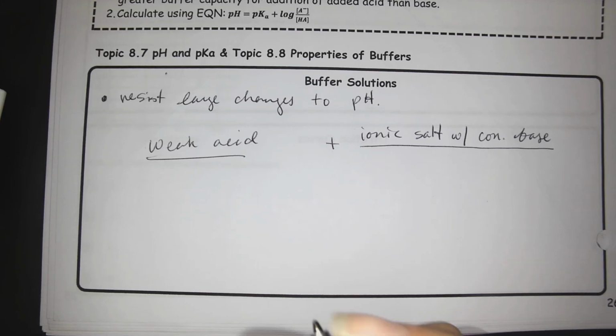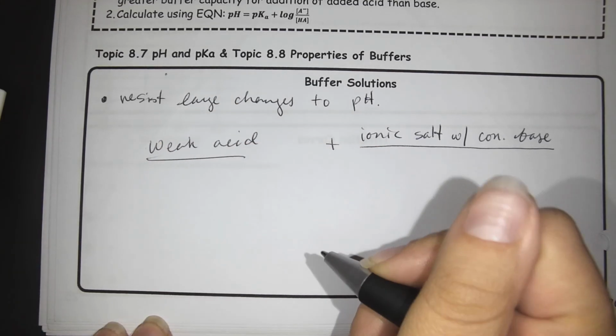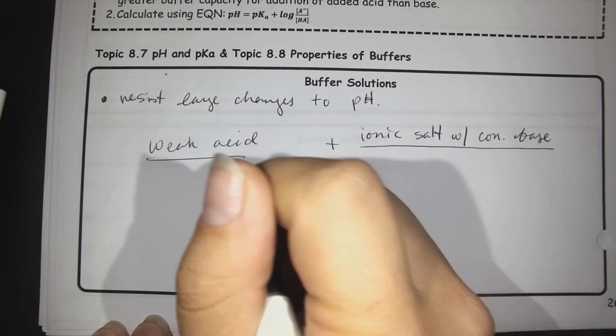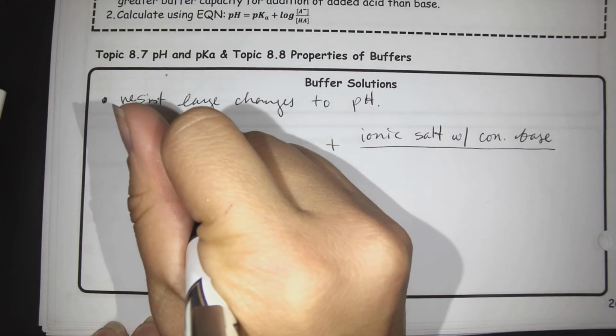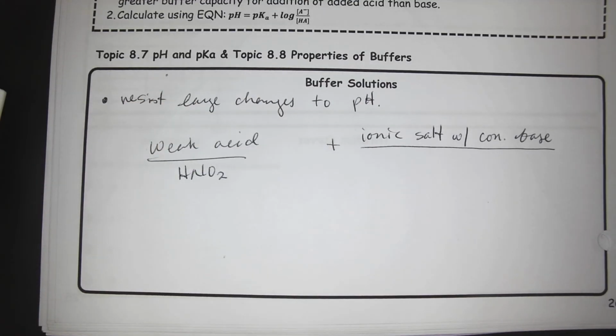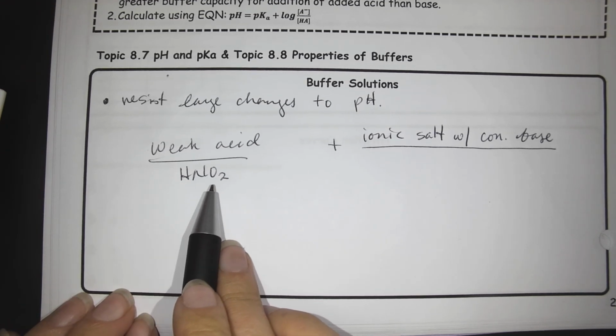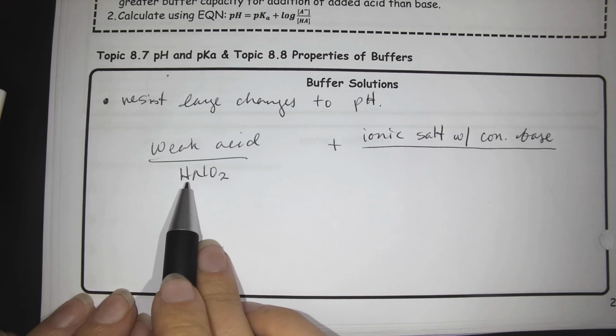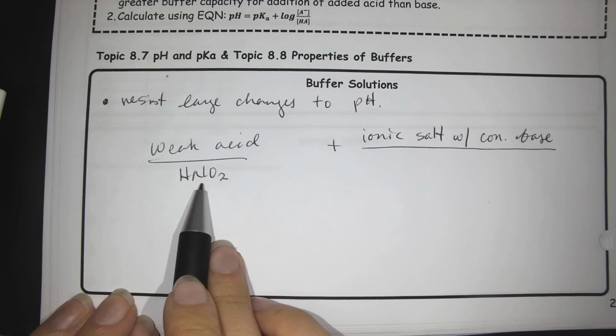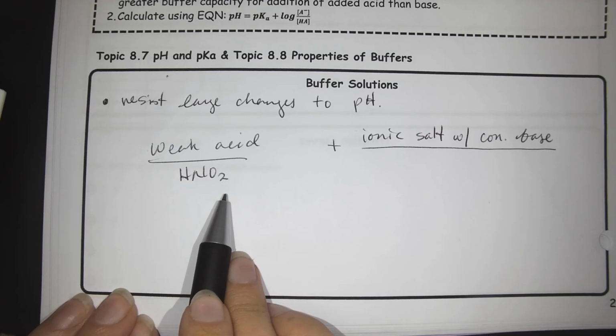So here's an example. We know that HNO3, that's a strong acid, but HNO2, that's a weak acid. Now if this weak acid were to break apart, think about this for a second, you would have H plus and then you'd have NO2 minus.